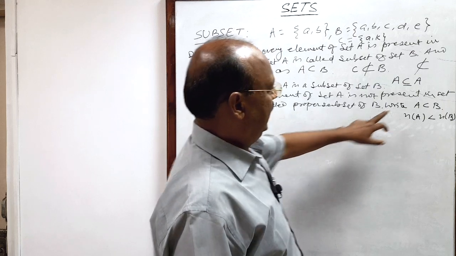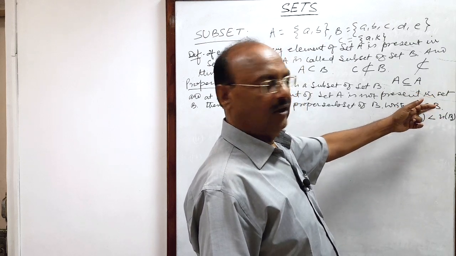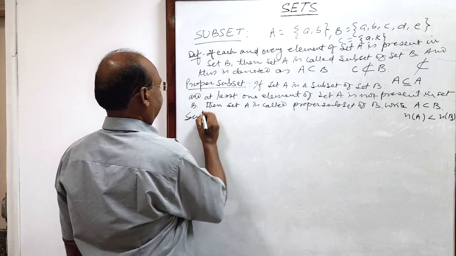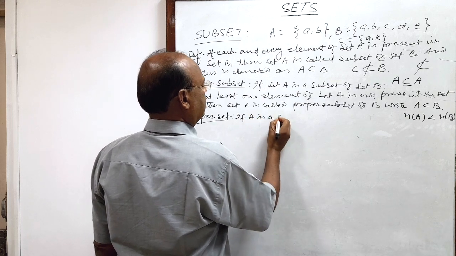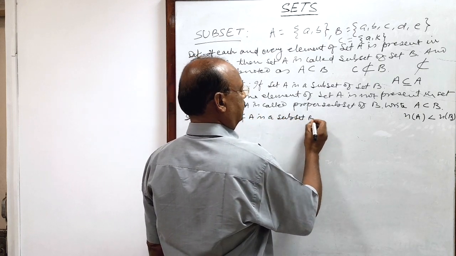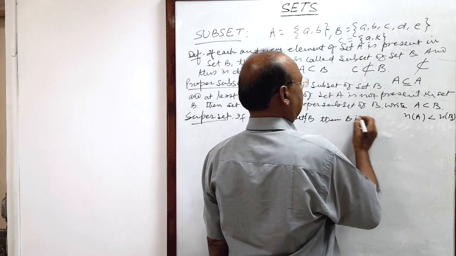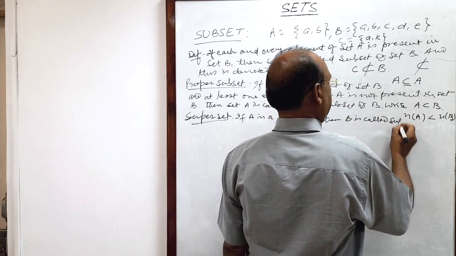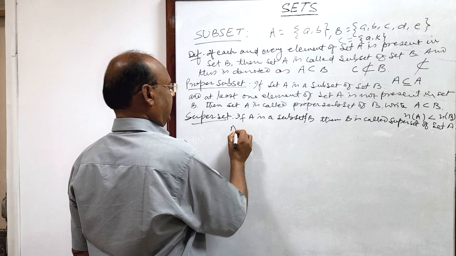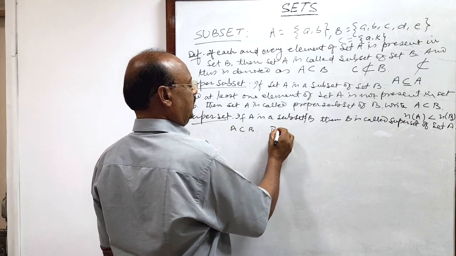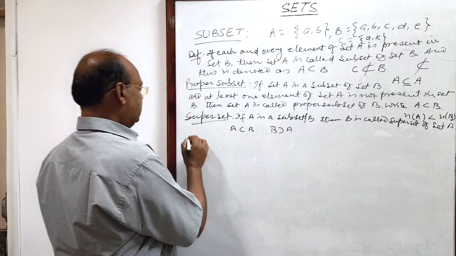And if A is a proper subset of B, then B is called superset of set A. Superset: if A is a subset of B, then B is called superset of set A. Here A is a subset of B, then B is superset of A. Correct? Now let us discuss equal sets.